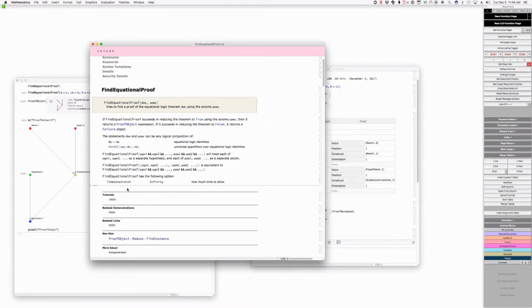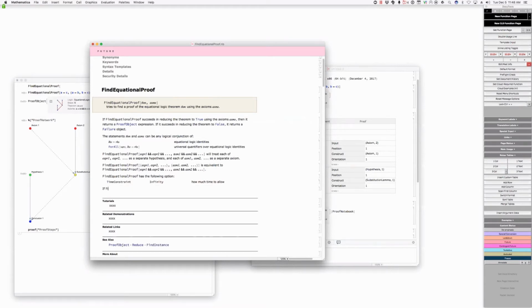If FindEquationalProof exceeds the specified time constraint, it returns a failure object. Okay.